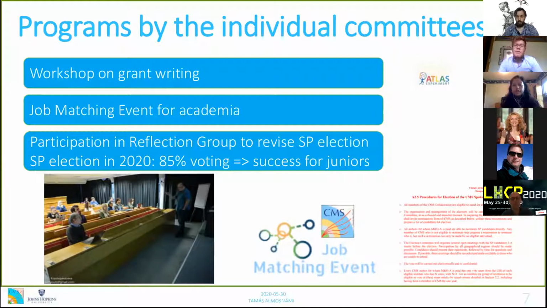And also in CMS, we participated in the reflection group. The aim of the reflection group was to revise the spokesperson election procedures. And actually this year, we had a spokesperson election and 85% of the people who could vote voted, which can be considered a success since in this change, we allowed all the postdocs to vote as well.